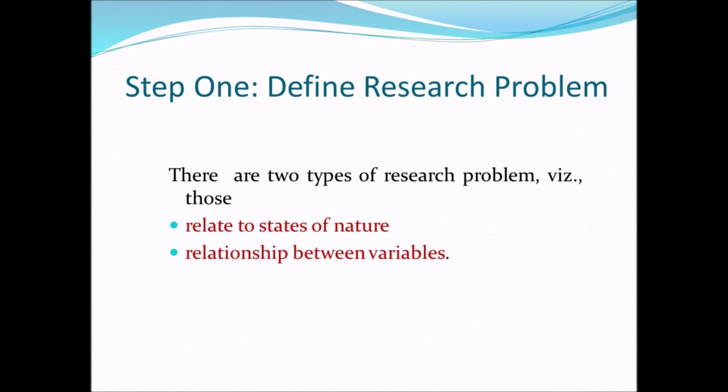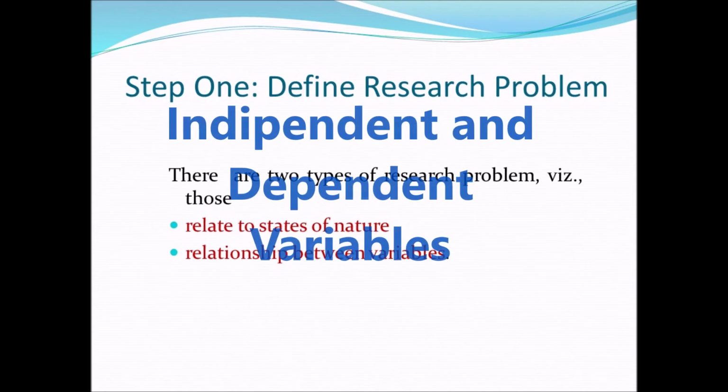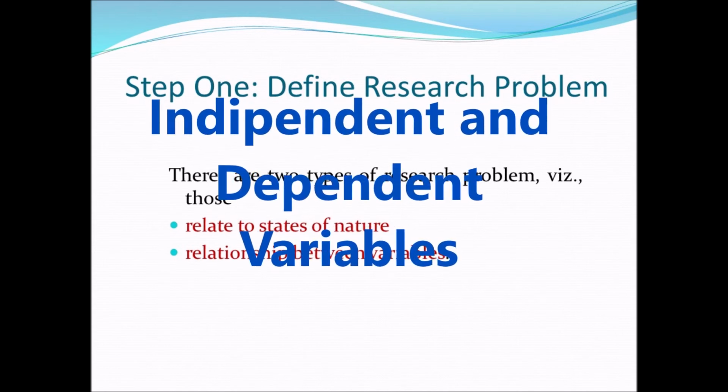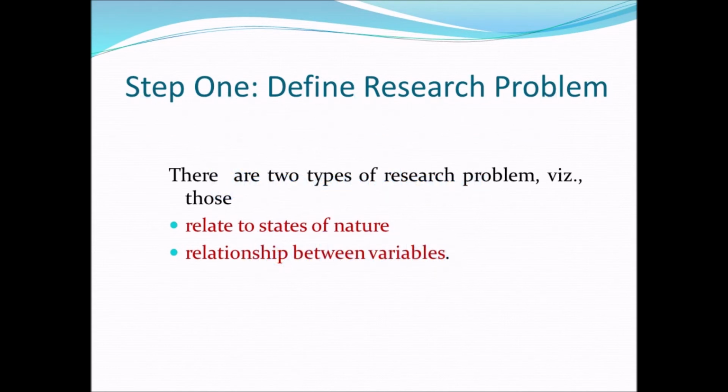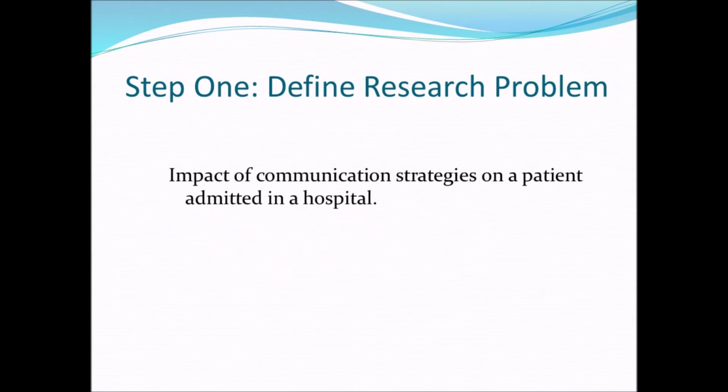And next, relationship between the variables. Those are independent and dependent variable. For better understanding, here we can define or state the problem by considering all those parameters explained above, that is, impact of communication strategies on a patient admitted in a hospital.